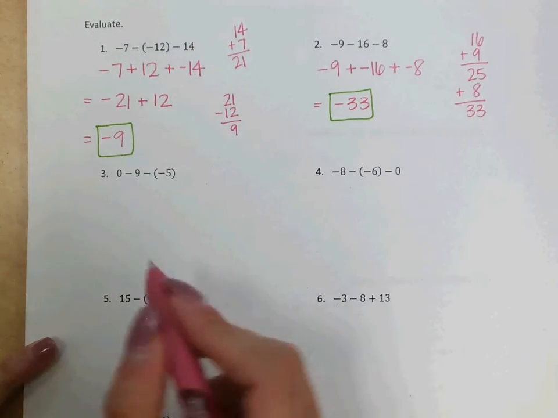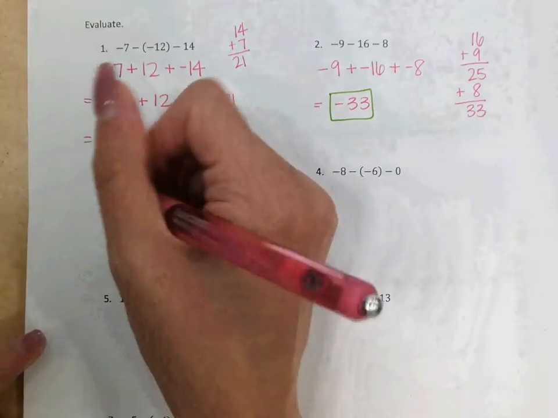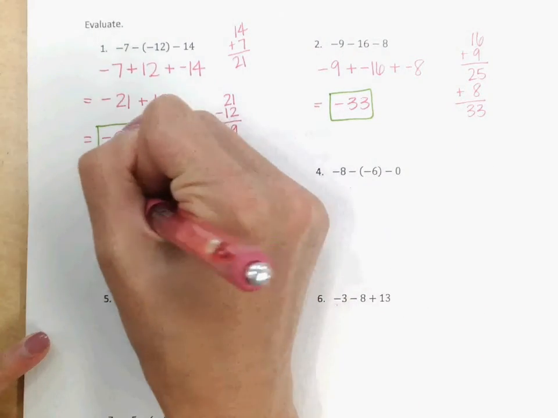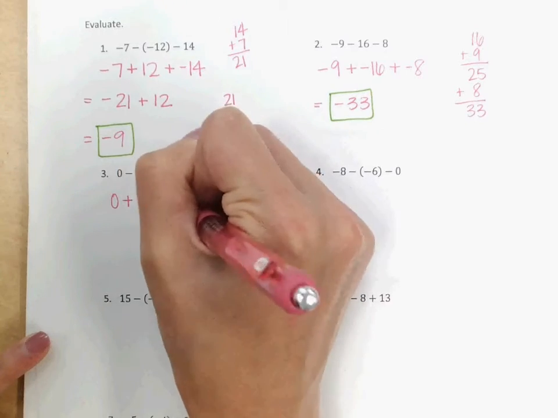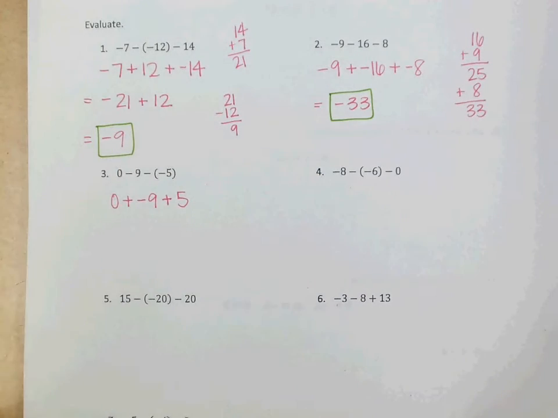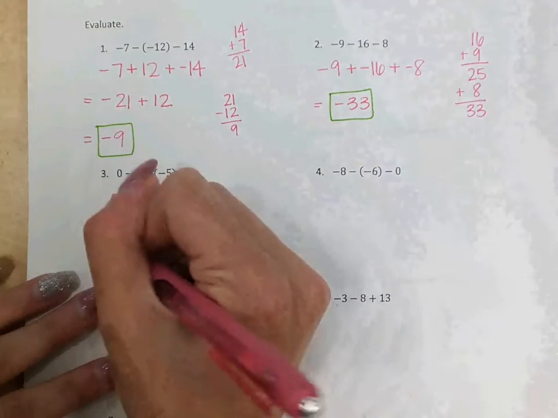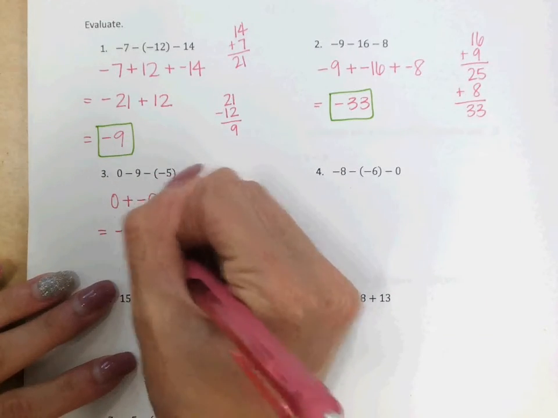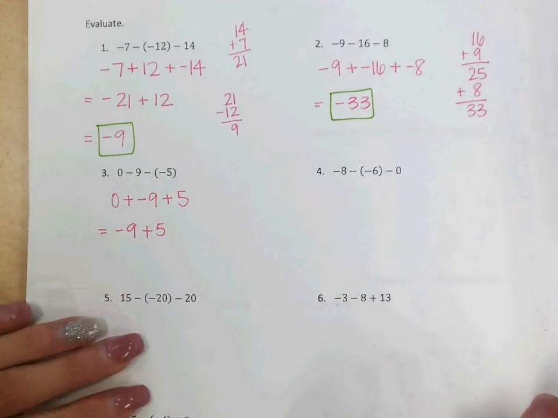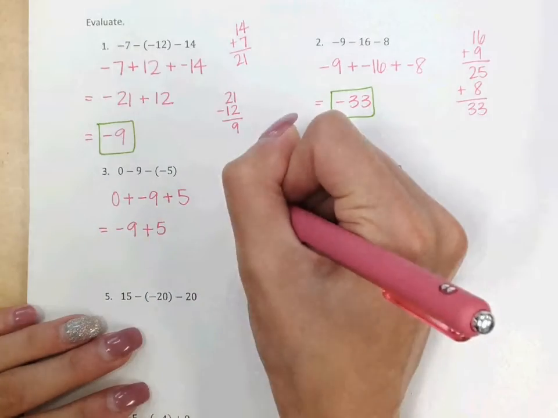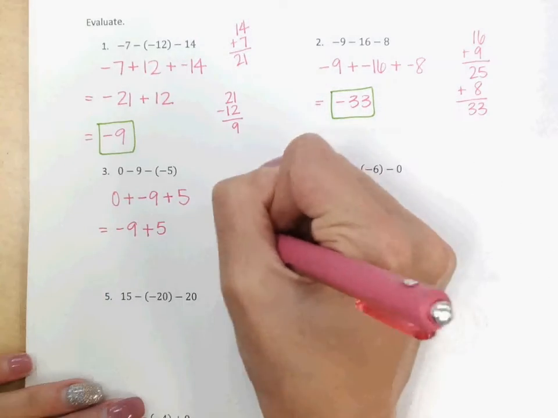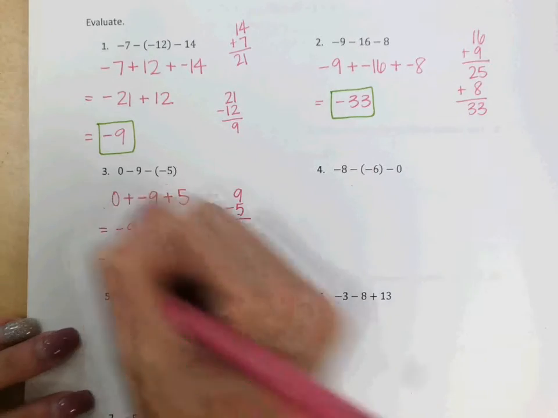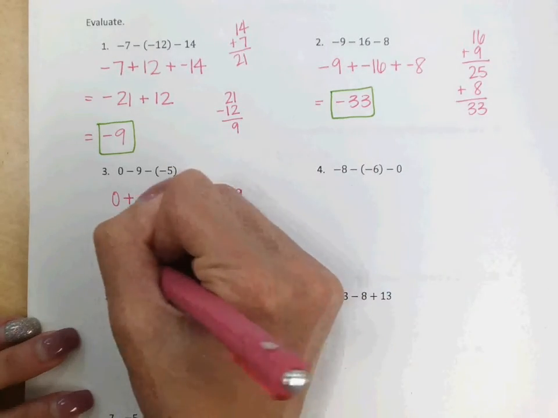Okay, the next one, I see subtraction, I want to add the opposite. So 0 stays the same, plus negative 9, the opposite of 9, plus a positive 5, the opposite of negative 5. Adding 0 or subtracting 0 doesn't change anything, so really this problem is negative 9 plus 5. Those numbers are at war, so we subtract bigger minus smaller. They're at war because they have different signs. We get 4 and we look back and see the bigger number is negative, so our answer is negative 4.